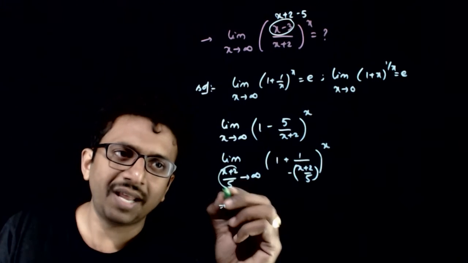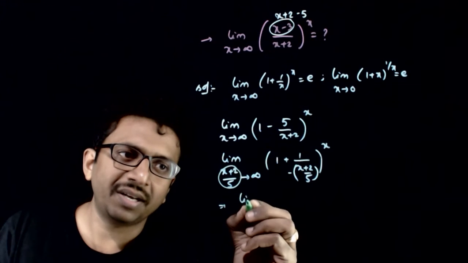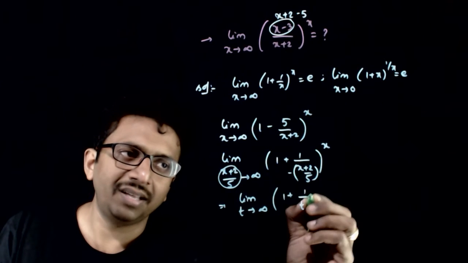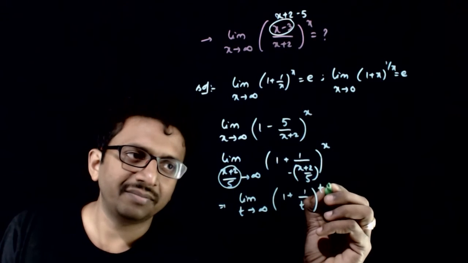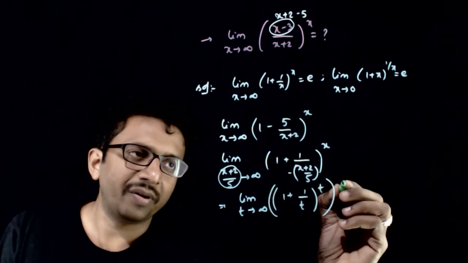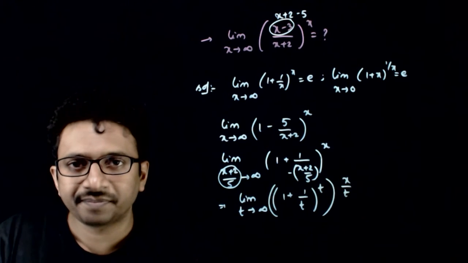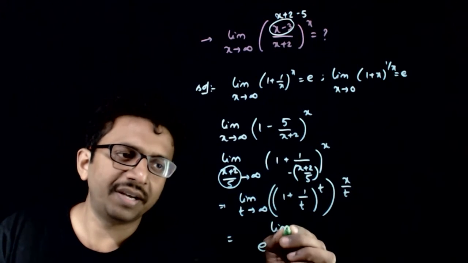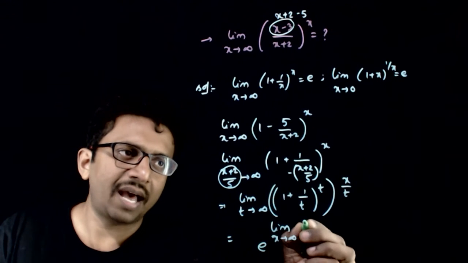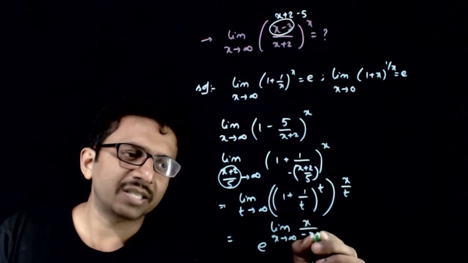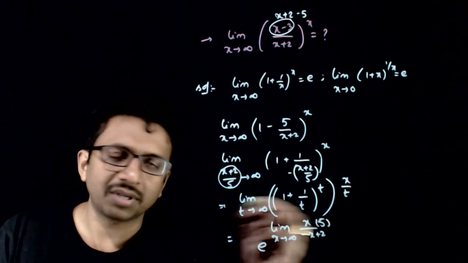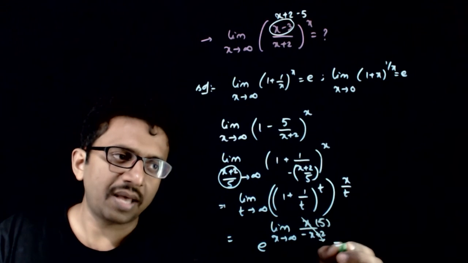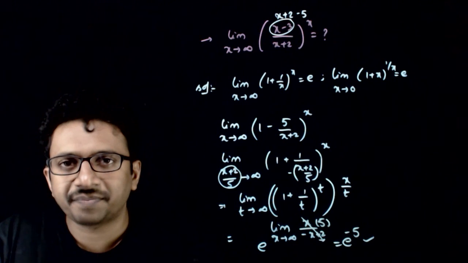So if you take this as t, limit t tends to infinity (1 plus 1 by t) whole power t, whole power x by t, that is equal to, so this becomes e. So e power limit x tends to infinity, you have x by minus (x plus 2 by 5). So x by x plus 2 as x tends to infinity becomes 1. So you have e power minus 5 as the answer. Thank you.